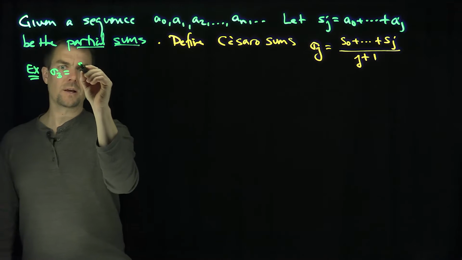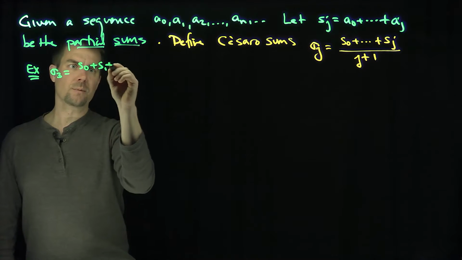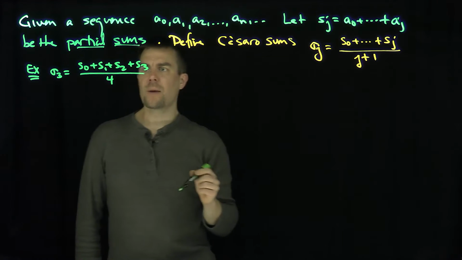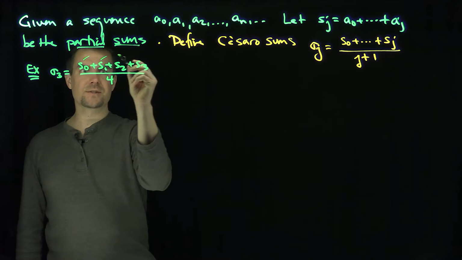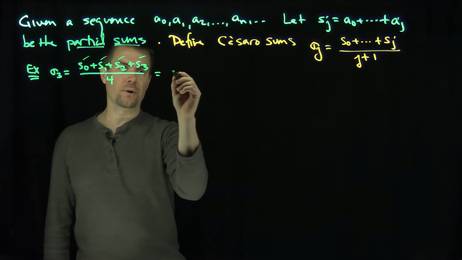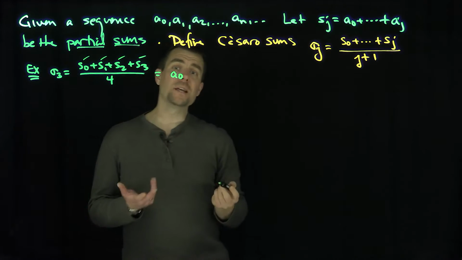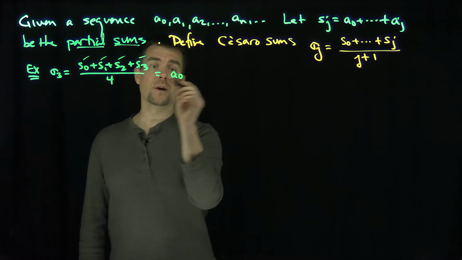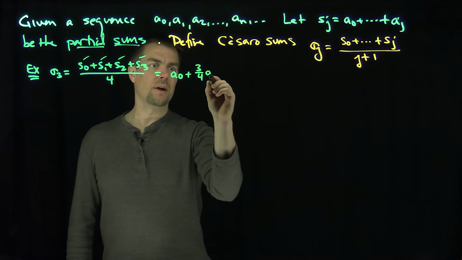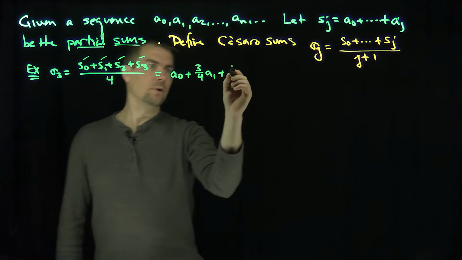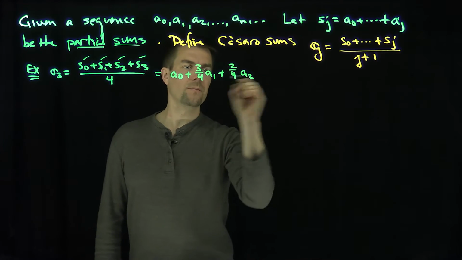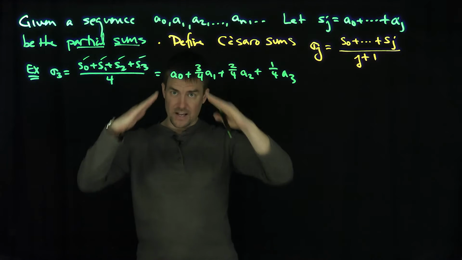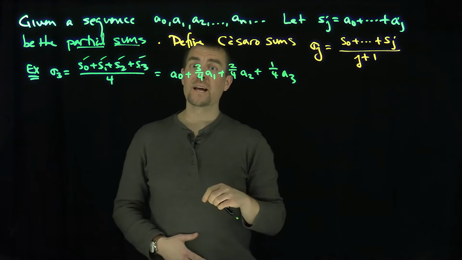What that will be is S0 plus S1 plus S2 plus S3 over 4, right? So how many a0s do I have? This has an a0, this has an a0, this has an a0, this has an a0. So I have 4 a0s, so I'm just going to have a0. But then how many a1s? The next three have an a1, so I get 3/4 of a1. Plus how many a2s? I'm going to have 2/4 of a2. Plus 1/4 of a3. So it's linearly decreasing the weight on the numbers aj the deeper you go in the series.